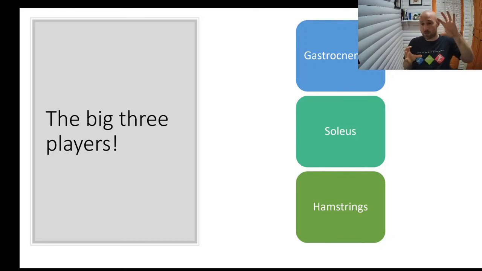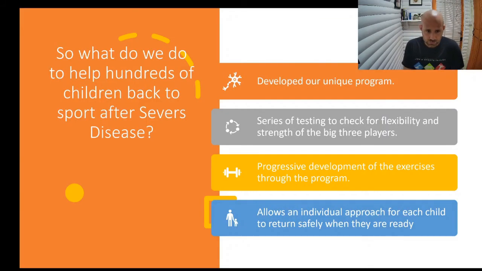And if there's a problem anywhere through these big three players, that can cause that problem at the attachment point at the heel. So what we do to help hundreds of children return to sport after Sever's disease, well, we've developed a unique program. And in this program, what we want to do is conduct a series of flexibility and strength tests to understand about the flexibility and the strength of those big three players.